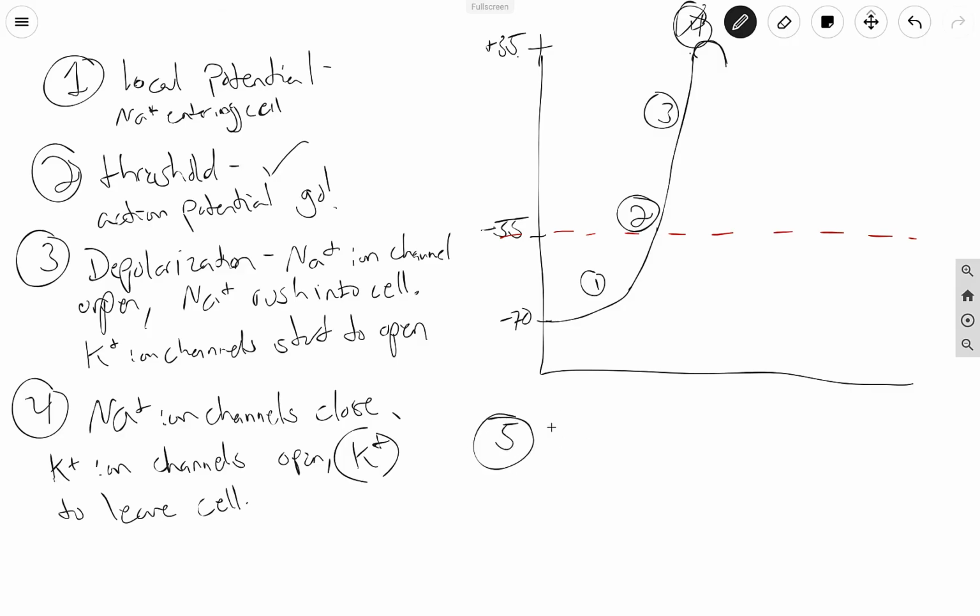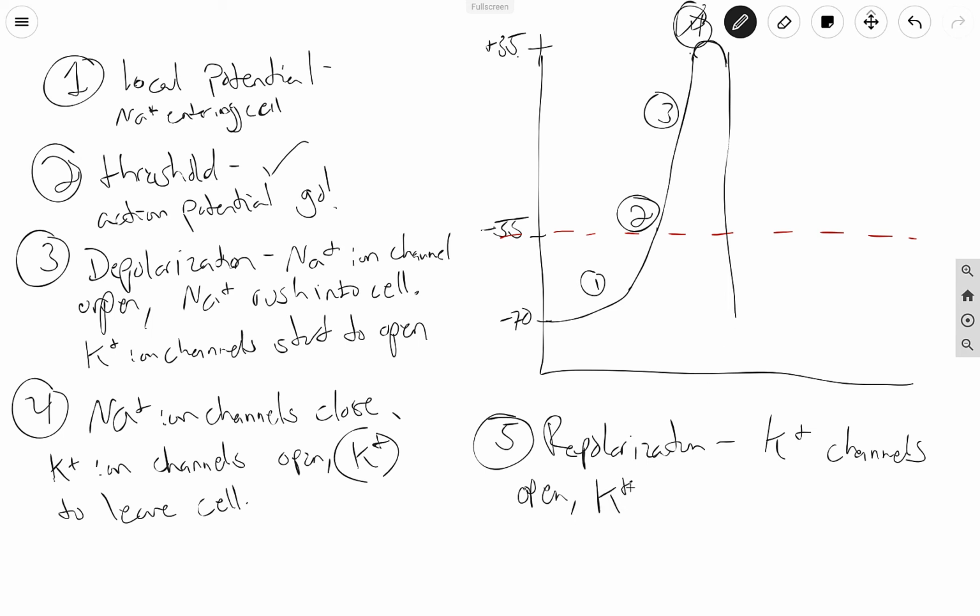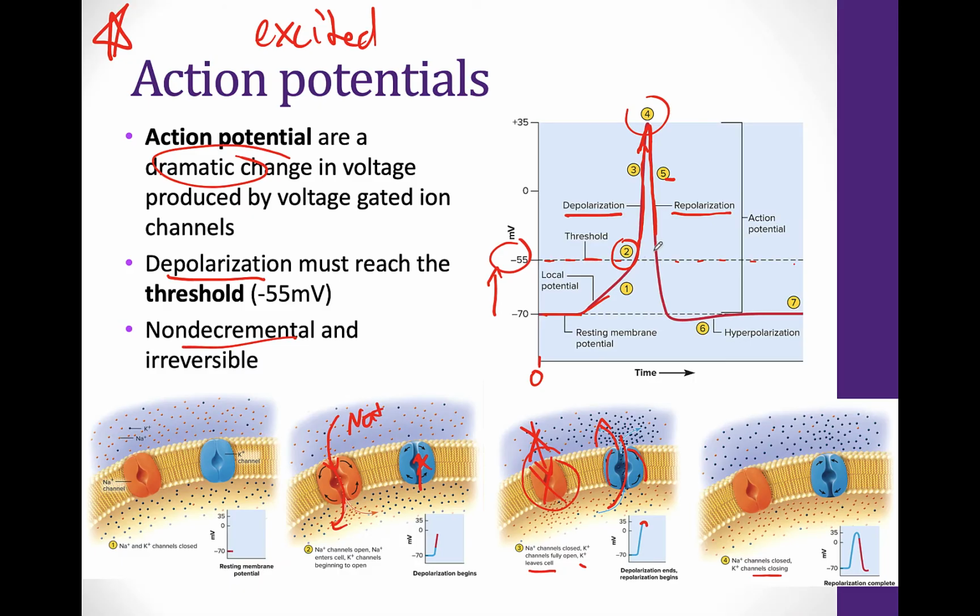So step 5, we're going to call this repolarization. This is where it's going to come down really quickly, all the way back down to resting. So the potassium channels are open, but starting to close here at the end. The potassium is leaving the cell quickly. Notice that the charge actually undershoots a little too far.